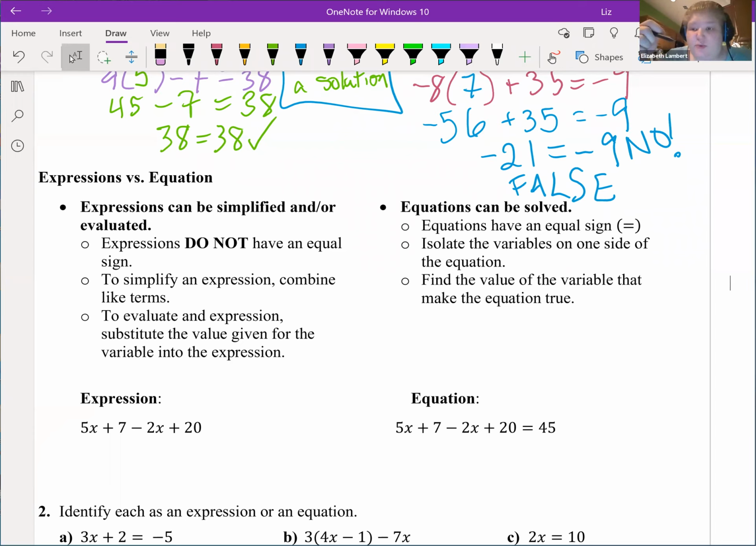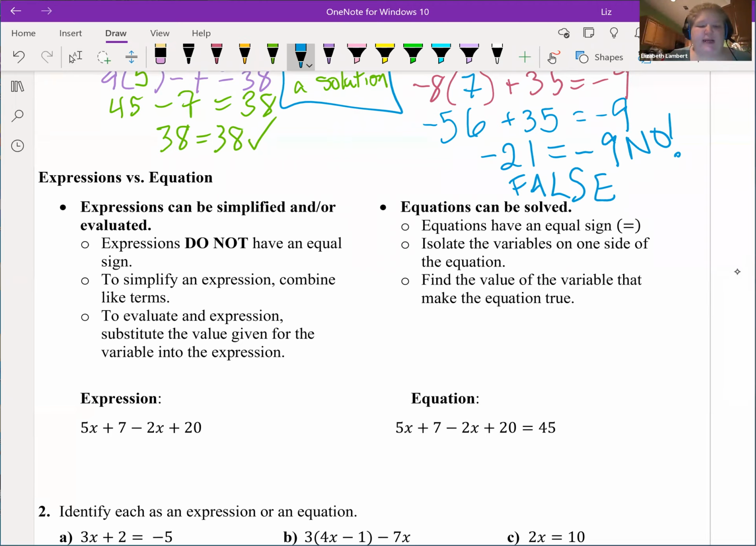So if it doesn't start with an equal sign, it's an expression, unless they tell you to set this expression equal to something. Equations have an equal sign. We can isolate the variables on one side of the equation, and find the value of the variable that makes the equation true.